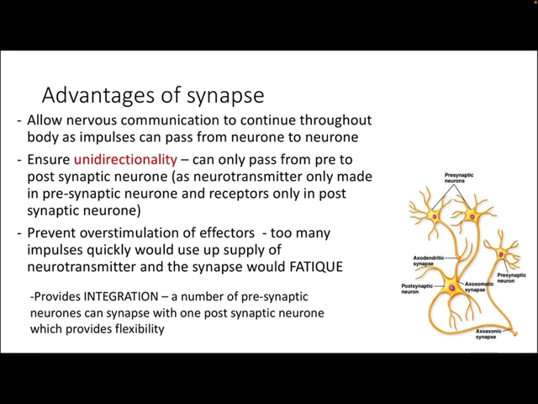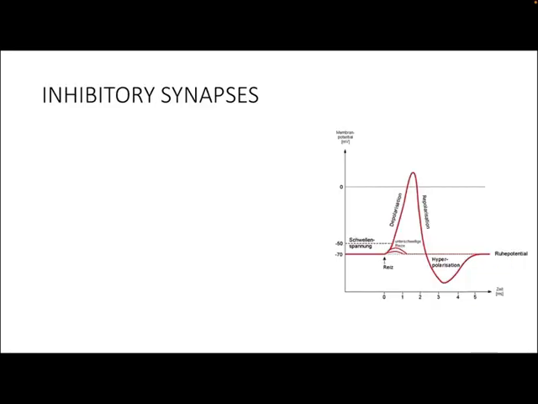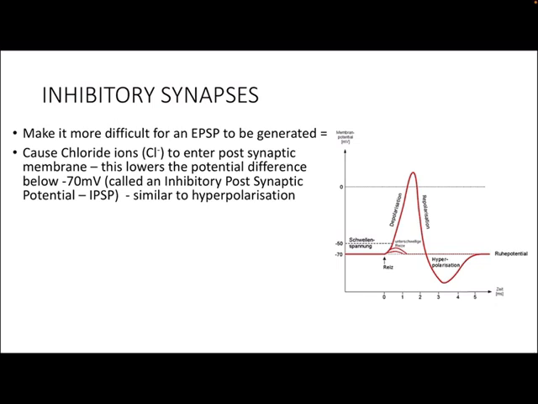then being sent along that postsynaptic neuron. An inhibitory synapse is one that makes it more difficult for that excitatory postsynaptic potential to be generated, i.e. harder to reach the minus 55 millivolts. This is because chloride ions enter the postsynaptic membrane, which lowers the potential difference to below minus 70 millivolts, which is similar to the hyperpolarization in the diagram there of an action potential. And this decrease is known as an inhibitory postsynaptic potential.